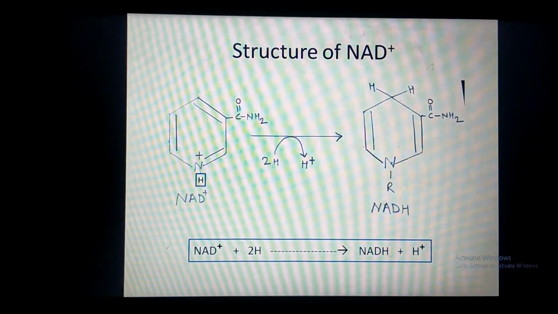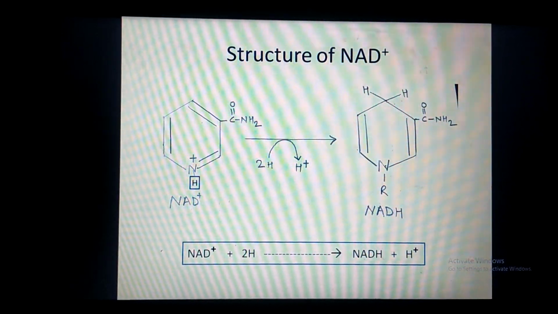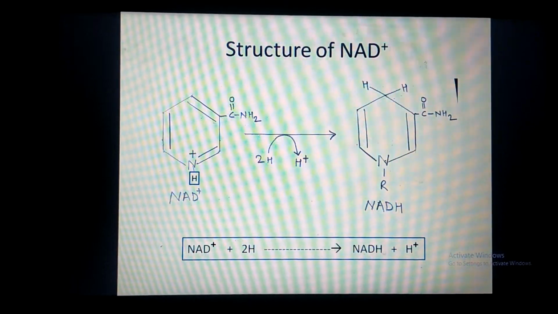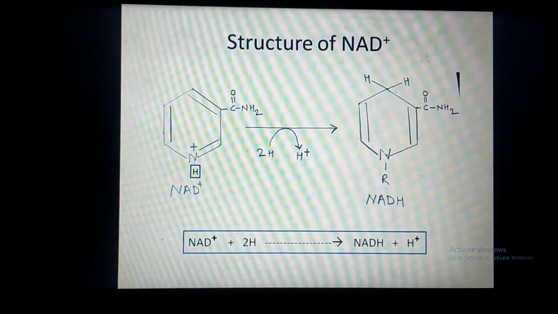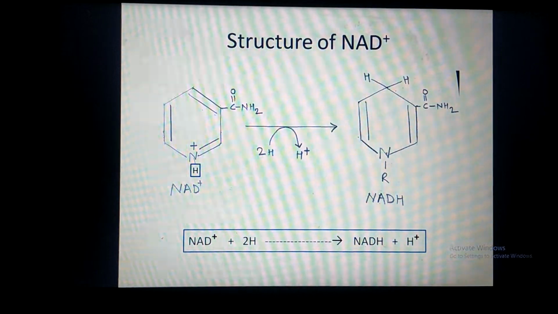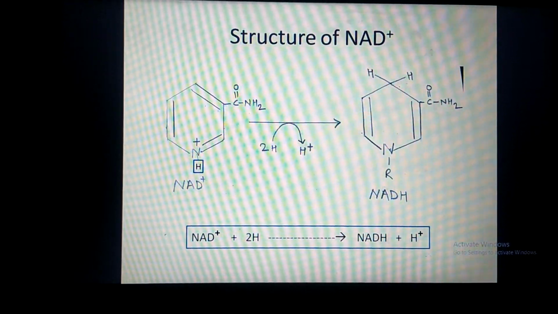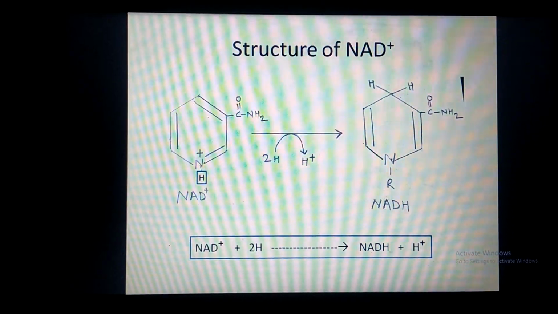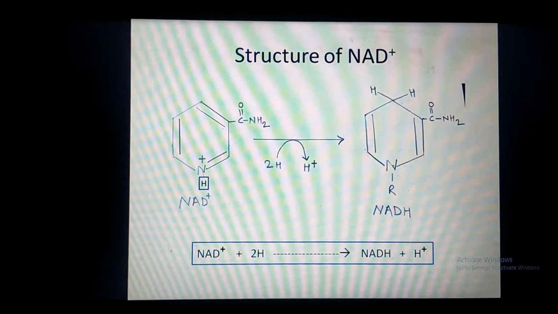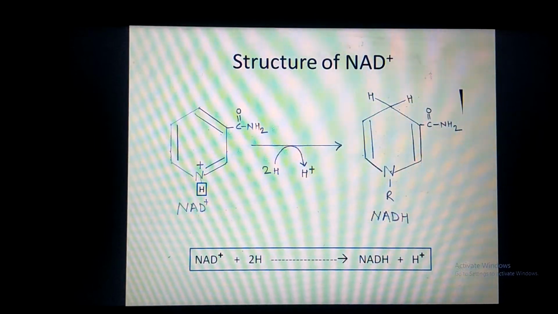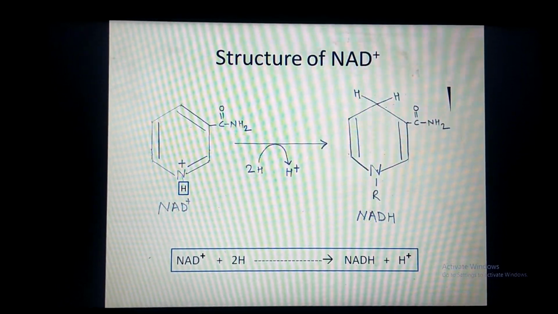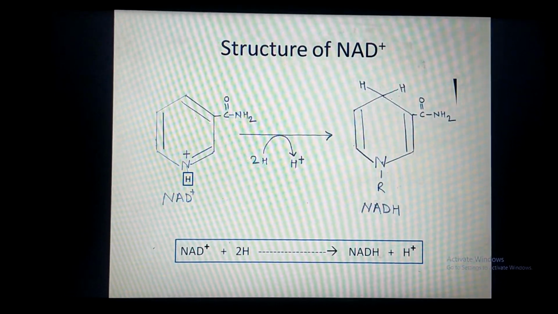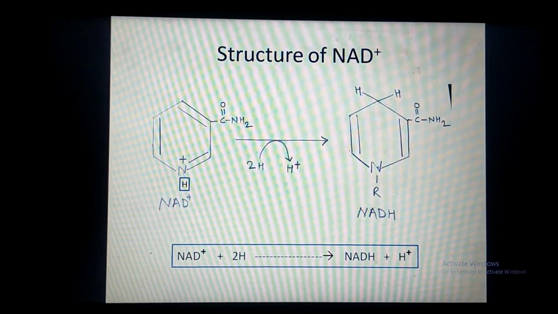This is the structure of oxidized and reduced form of NAD. When we write the oxidized form of NAD, we always write a plus sign on NAD. This plus sign is because if you see on the left side of the figure, there is a plus charge. It's shown on the nitrogen atom. This is because this nitrogen atom is deficient in electrons.